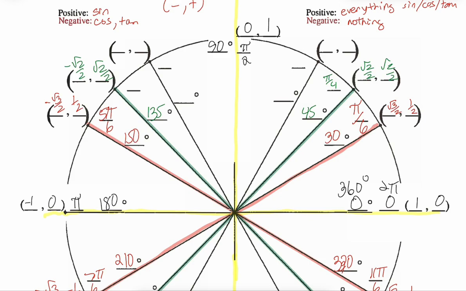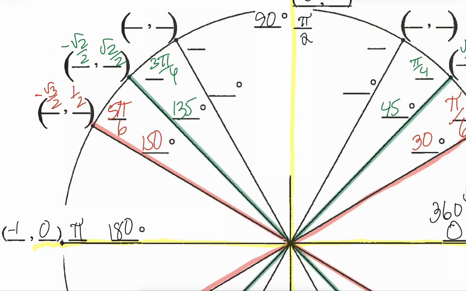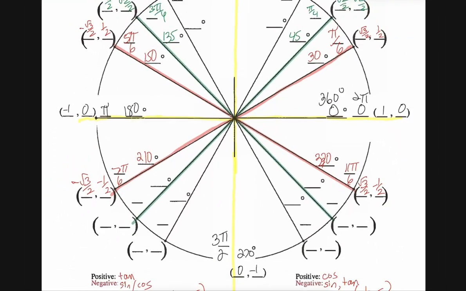45 is this distance. Two more of those, you'll see that that's 3 of those. Or you can divide: 45 goes into 135 3 times, so it's 3 pi over 4. So that's the 135 mark. Negative square root of 2 over 2, positive square root of 2 over 2 is the point. 3 pi over 4 is your radian measure.